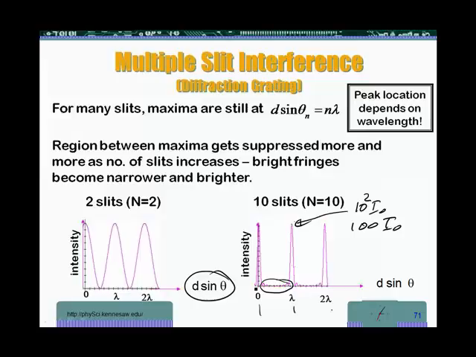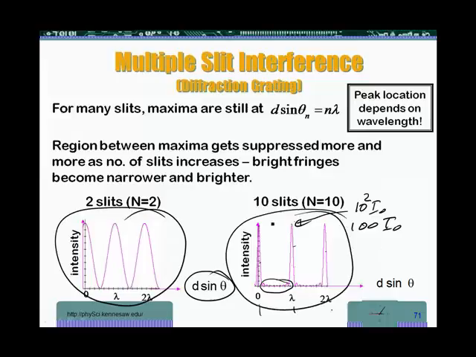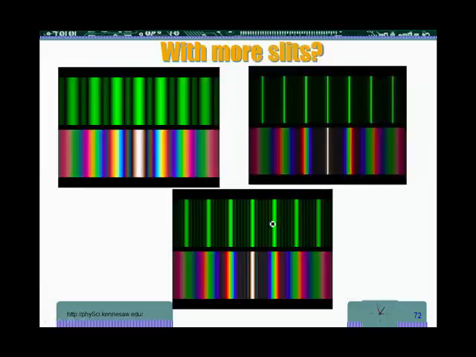The key point here: the positions of the principal maxima are going to be the same as in the case of a two-slit pattern. They're going to be at exactly the same position. The only difference is they're going to get thin. Okay, here are other examples. This is 3 slits.